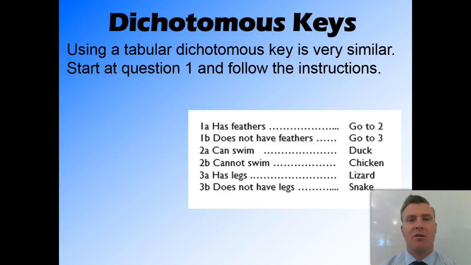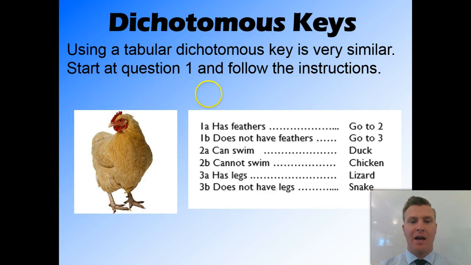A tabular dichotomous key is almost exactly the same, only instead of being set out like a flowchart, it's set up in a table, and you just start at question 1 and follow the instructions, just like choose your own adventure. We'll have a look at this animal, and the first question it asks us is, does it have feathers or not have feathers? So we go, have feathers, go to question 2. Can swim or cannot swim? This animal cannot swim. So we follow that along, and we find that this animal is a chicken.